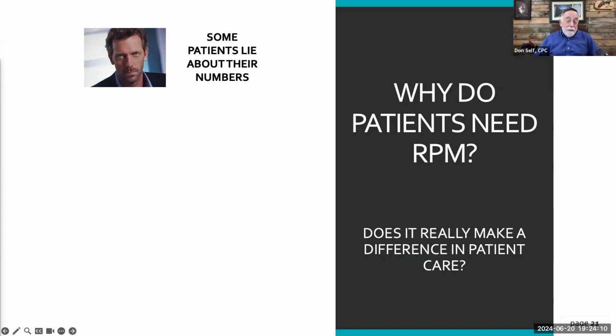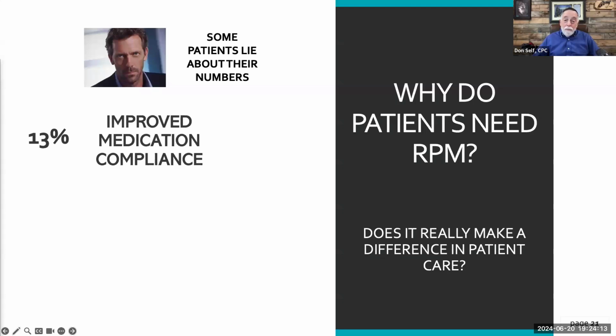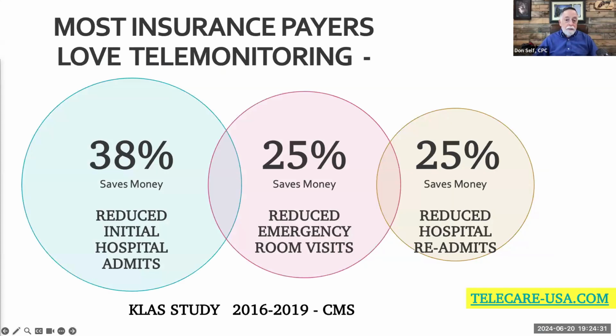I mean, does it really make a difference in patient care if they're lying? Well, they did a study, and I'm going to show the results, but two of those results were 13% improved medication compliance and an 8% decrease in A1C levels. This was a study that went on from 2016 to 2019 that the government put on. It also showed a big difference in the number of patients having readmits, initial admits, and ER visits. It was called the CLASS study.